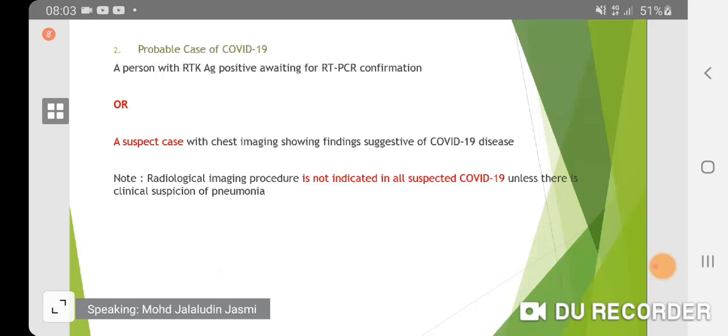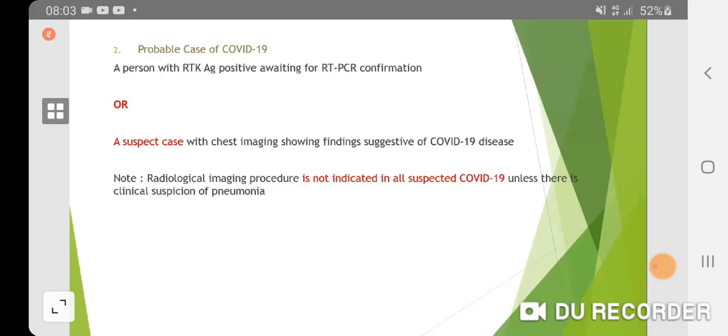Second one is probable case of COVID-19, which is a person with RTK antigen positive awaiting for RT-PCR confirmation, or a suspect case with chest imaging showing findings suggestive of COVID-19 disease.